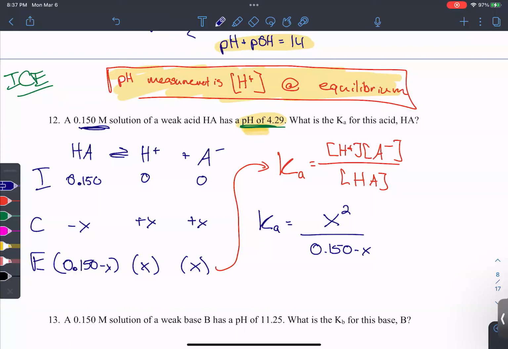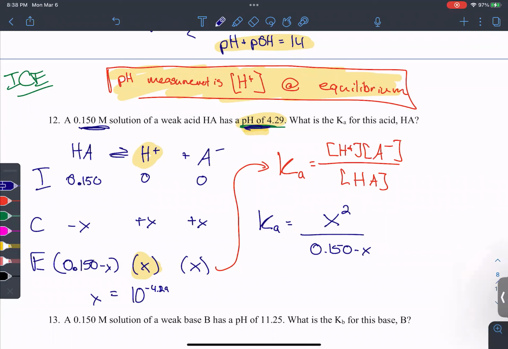What piece of information did we not use? The pH. Fantastic. So what's the trick with pHs? A pH measurement is the H plus concentration at equilibrium. What is the H plus concentration at equilibrium? It is X. It's right there. So X, the concentration of H plus at equilibrium, is X. So X, is it 4.29? No, it is 10 to the negative 4.29. All right, so we actually know what X is, yay.